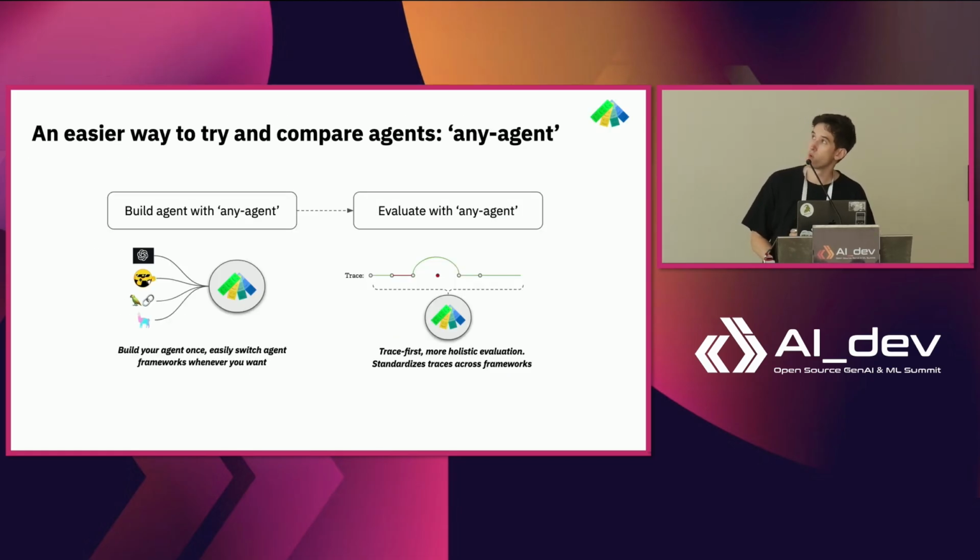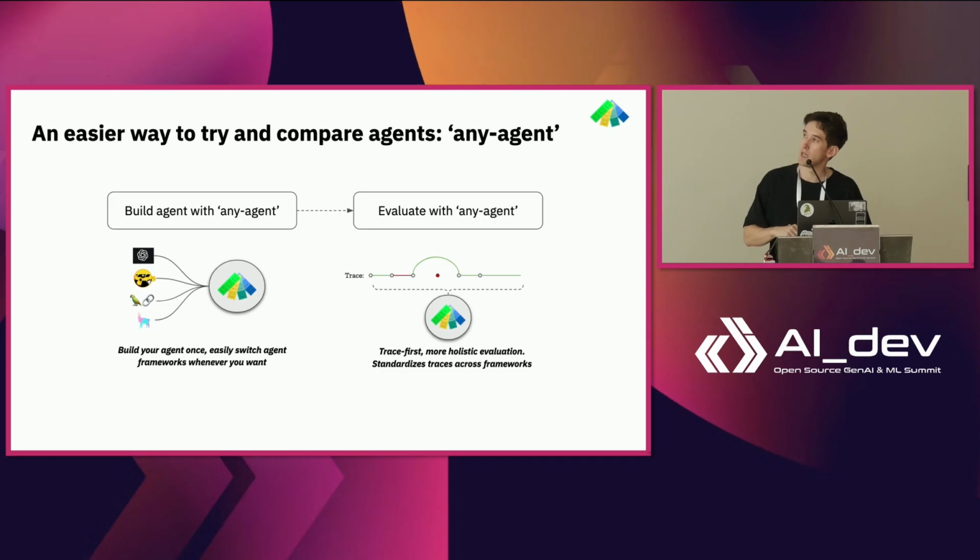So what we want to do with AnyAgent is build a single interface so you can build your agent once, and that agent will work. Then if in future you want to switch framework, you can just change one of the parameters, change something from LangChain to OpenAI, and the agent will still work, but you'll be using a different framework. So this is really cool.